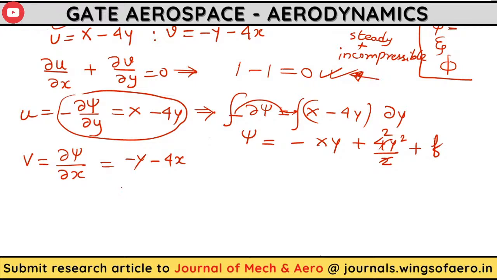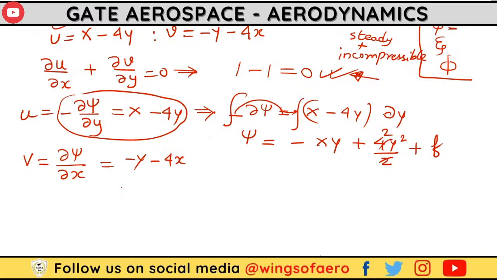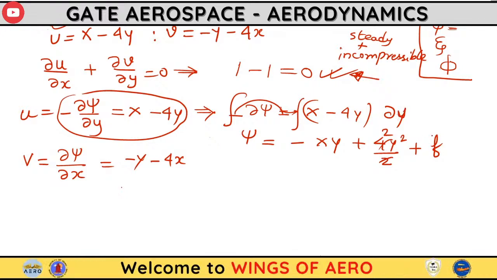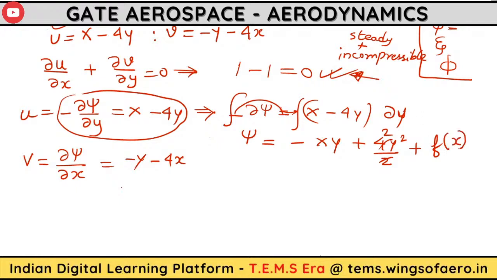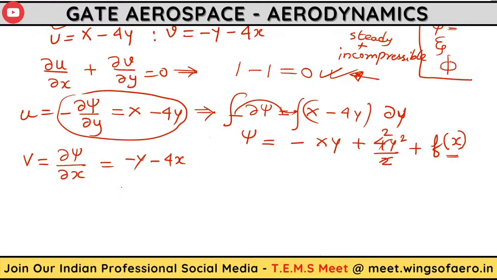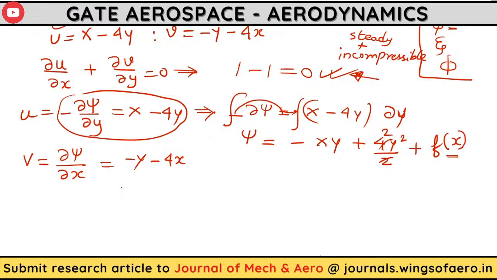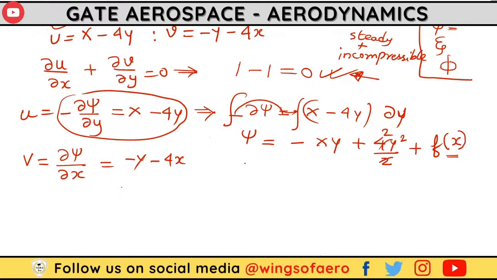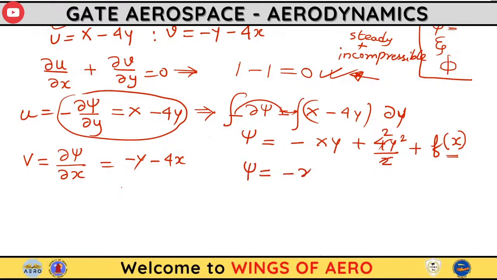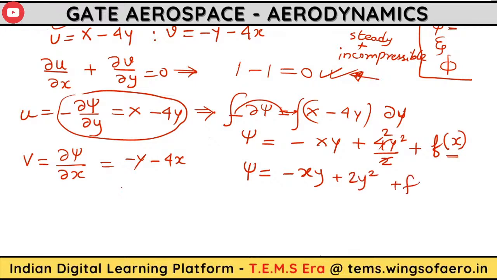Now what kind of function will it be? Here we are integrating with respect to y, which means it is some function independent of y. That means there was definitely some function with respect to x. Did you get my point? Yes, ma'am. Okay. Now ψ equals minus xy plus 2y² plus f(x).